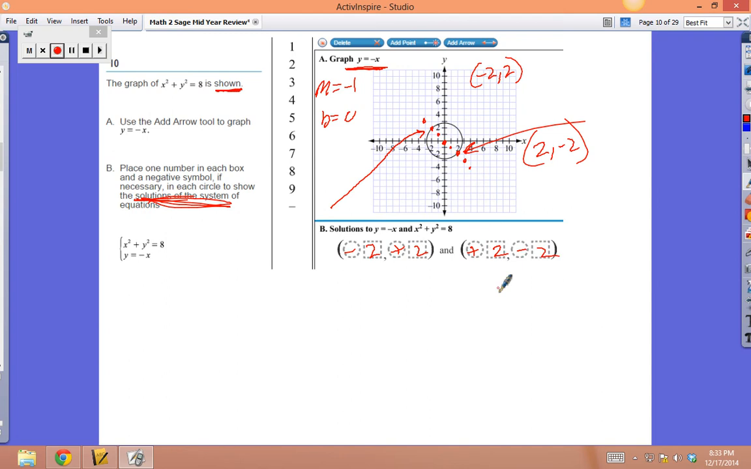So in the circles, they want you to put the sign, positive or negative, and I guess they just give you negative. So if it's positive, leave it blank, and then in the boxes, they want the numbers.